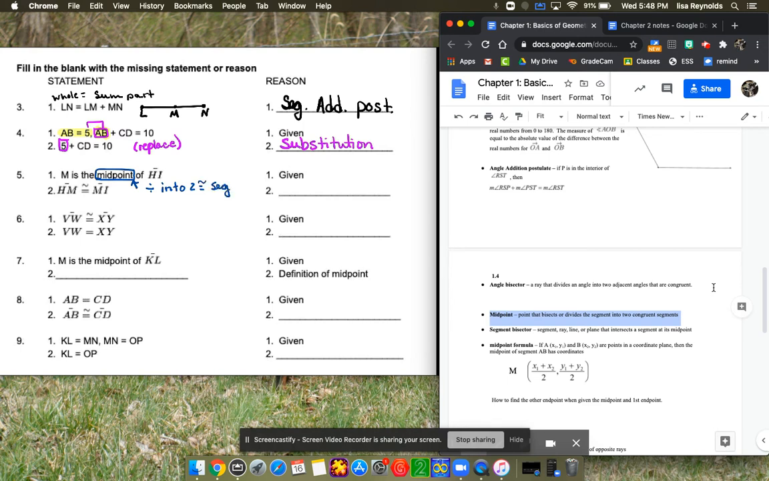And when I look at my next line, there's the two congruent segments. So these two congruent segments are actually stated in the next line. So this is applying the definition of midpoint.